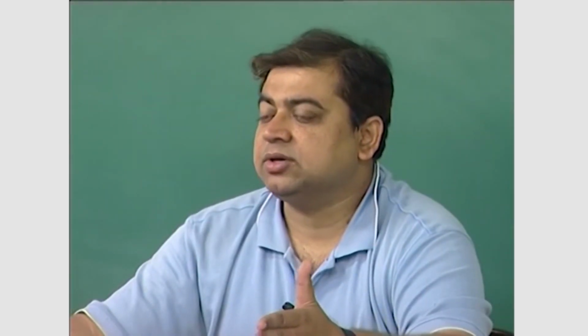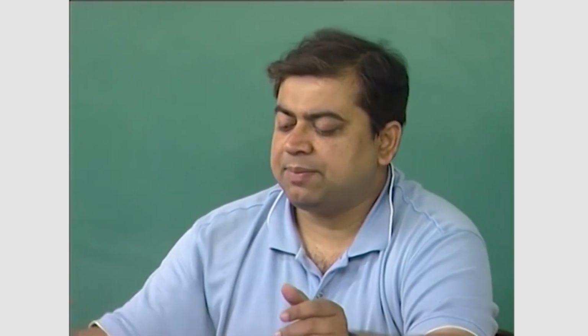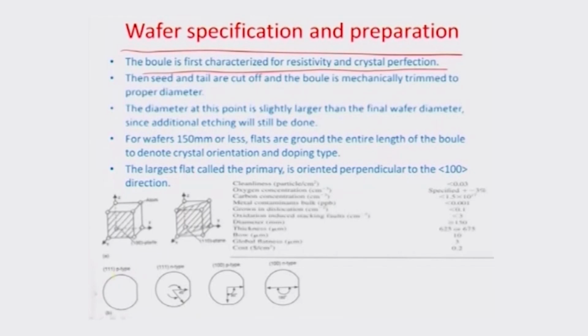You will have to first see what is the largest flat, and that is called the primary flat, and it is always oriented perpendicular to the 100 direction. Apart from that, there are several other specifications of relative importance. For example, you can actually have cleanliness in terms of particles per centimeter square on the surface area.